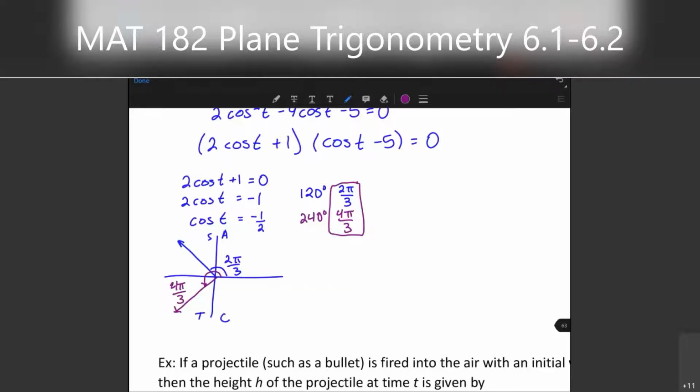They give us the cosine equal to negative 1/2. Let's consider the second side of this equation. This will be a little bit quicker. If I set cosine of t minus 5 equal to 0, I say that equivalently cosine of t equals 5. Are there any solutions that I could grab for this side of the equation? Is it possible for the cosine of t to be equal to 5?